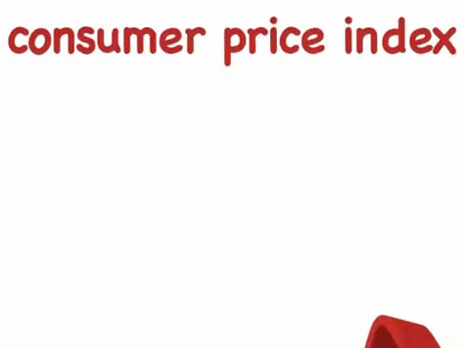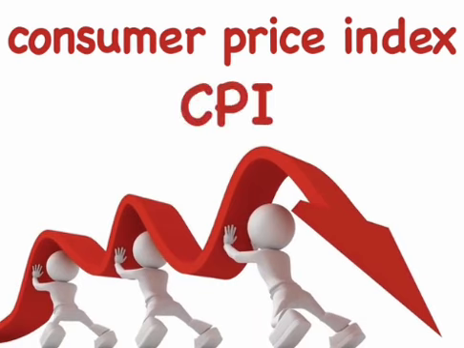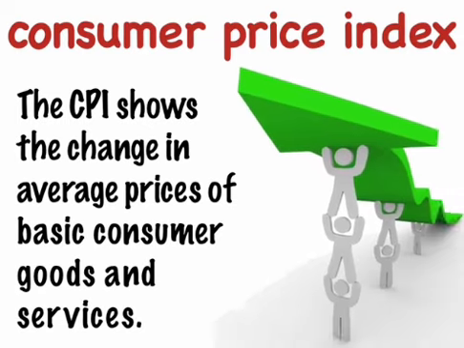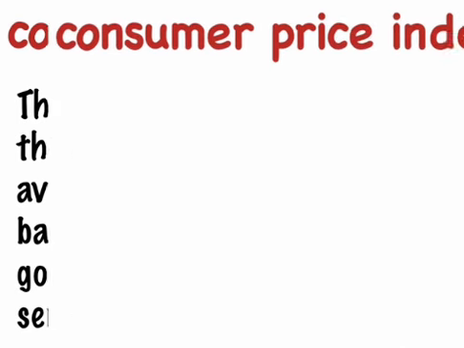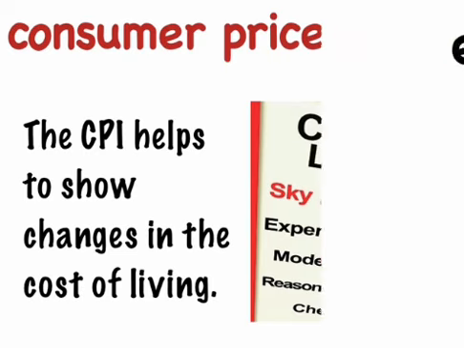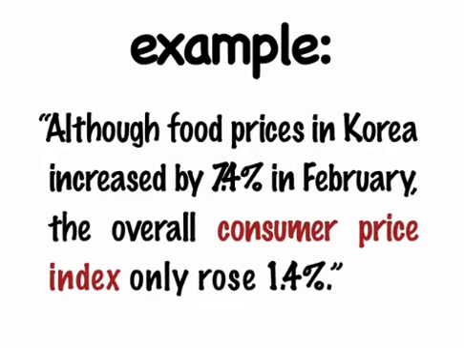Consumer Price Index. CPI. The Consumer Price Index shows the change in average prices of basic consumer goods and services. The CPI helps to show changes in the cost of living. Although food prices in Korea increased by 7.4% in February, the overall consumer price index only rose 1.4%.